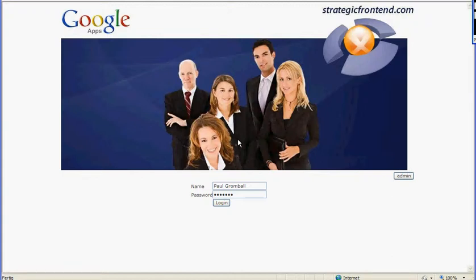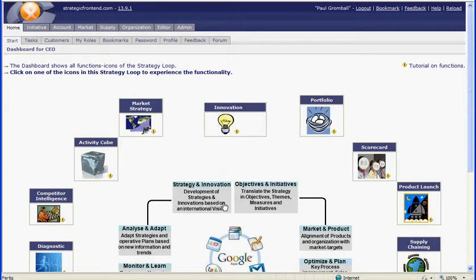This tutorial is about competitive intelligence of the strategicfrontend.com global enterprise management system. If you are assigned to do market, business and competitive intelligence work, then the admin has assigned you with your name and password so that you can log in, and you will find the competitor intelligence icon activated on the left hand side of the strategy loop, which consists of 16 different modules, which make up the whole management system suite.